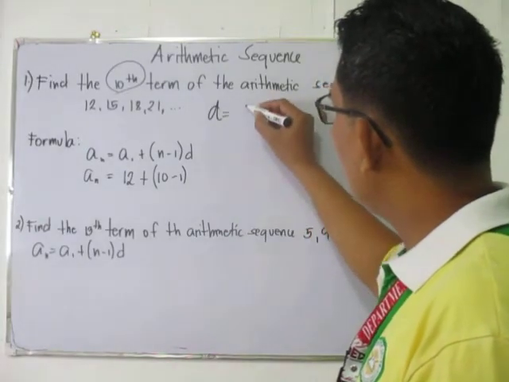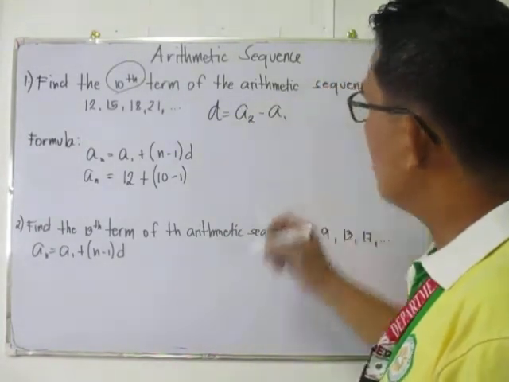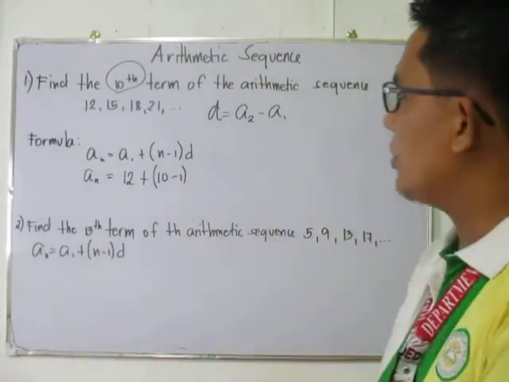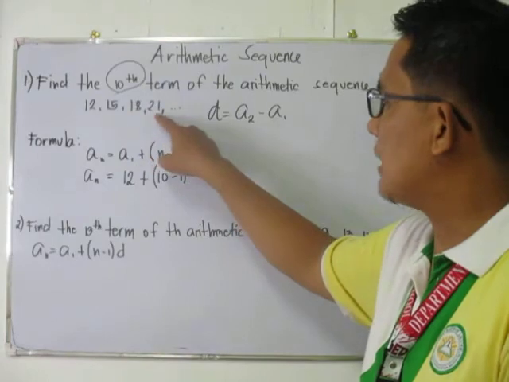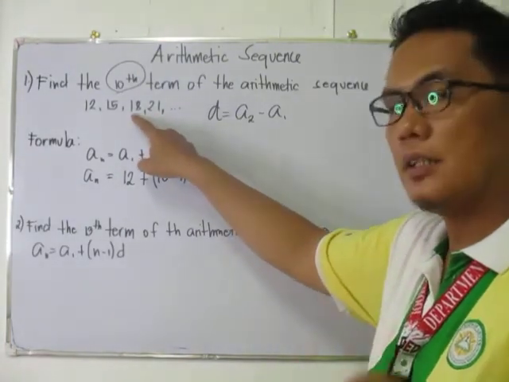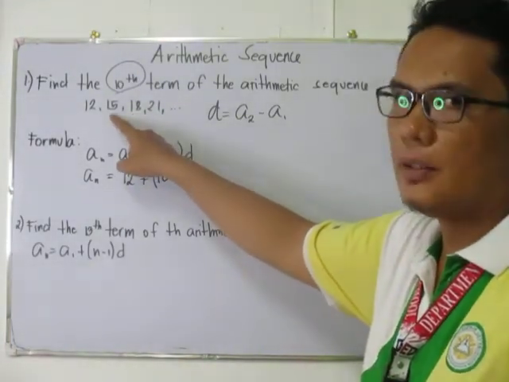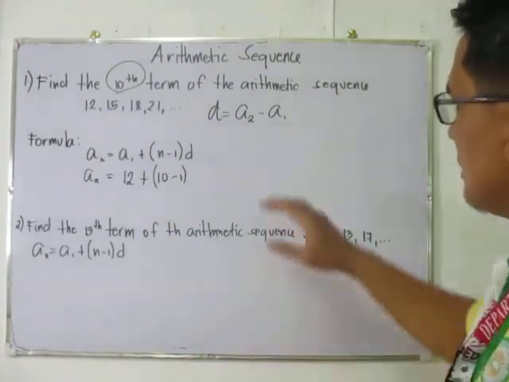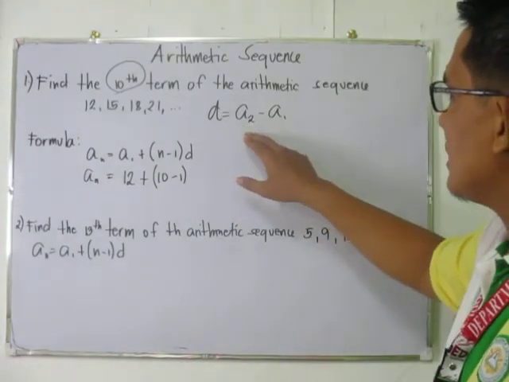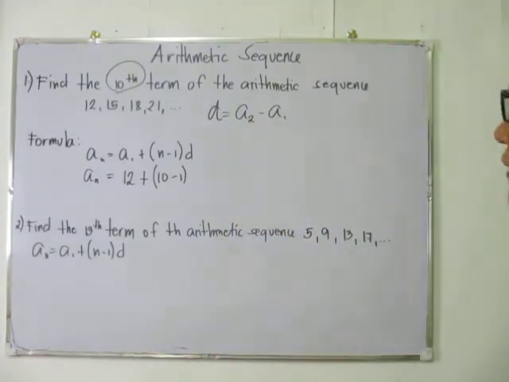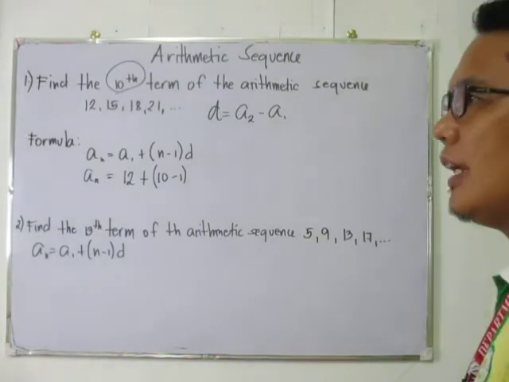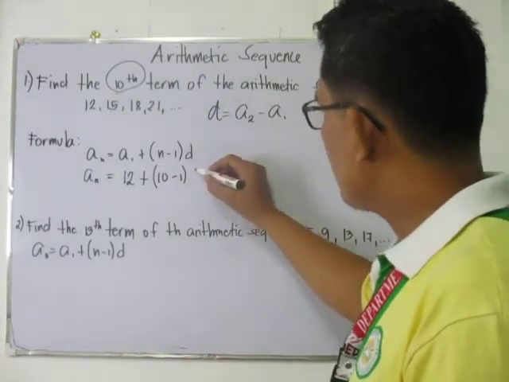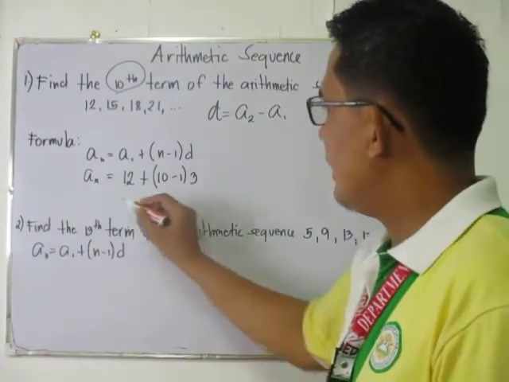Solving for the common difference is a sub 2 minus a sub 1, or the term on the right minus the term on the left. Whichever, if we subtract 21 minus 18, that is still 3. 18 minus 15, 3 again. And 21 minus 15... the same, that is 3. So in an easier way, d is equal to the difference of a sub 2 minus a sub 1, and that is 3.